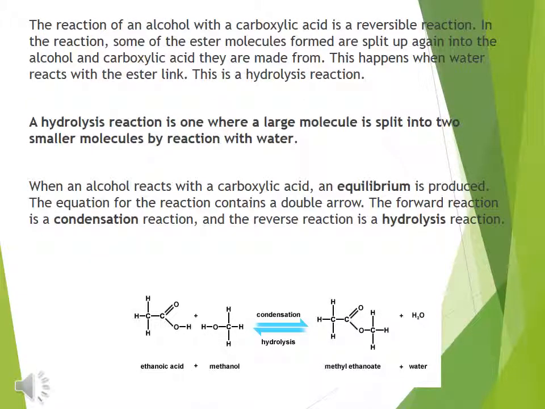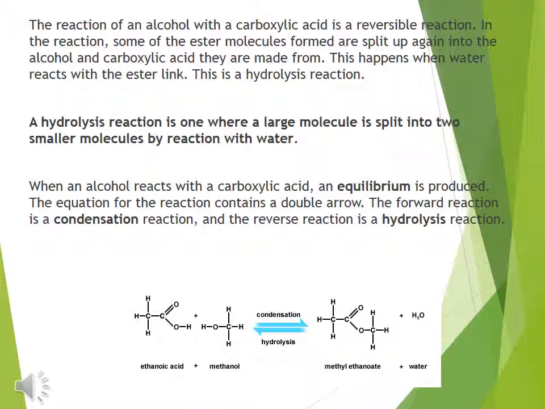The reaction of an alcohol with a carboxylic acid is a reversible reaction. In the reaction, some of the ester molecules formed are split up again into the alcohol and carboxylic acid they are made from. This happens when water reacts with the ester link. This is a hydrolysis reaction. A hydrolysis reaction is one where a large molecule is split into 2 smaller molecules by the reaction with water.